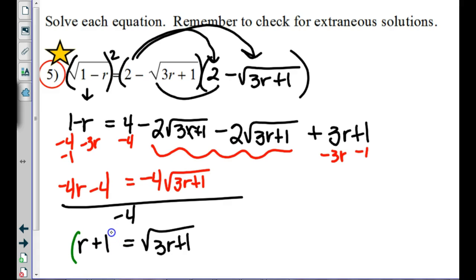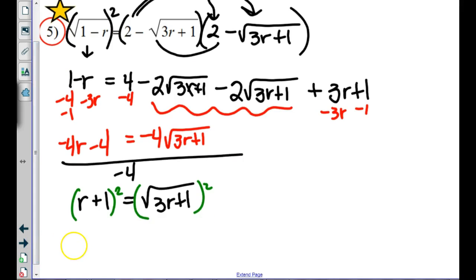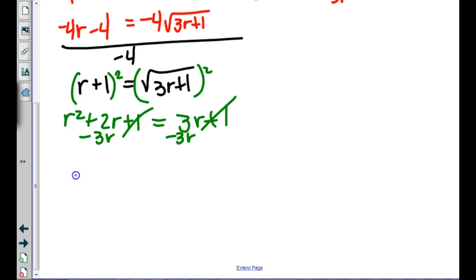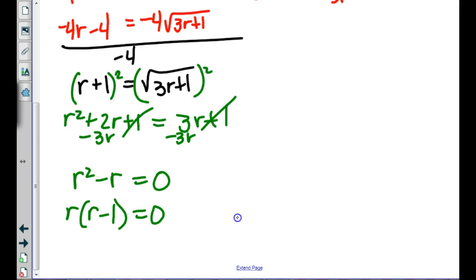Okay, square both sides again. The one on the quiz is not this complicated. There is one you have to square twice. This will be r squared plus 2r plus 1 equals 3r plus 1. If I subtract a 1 off both sides and a 3r, what do I have? Okay, what can I do to that, guys? Take out an r. So what are my 2 solutions that I'm supposed to try?